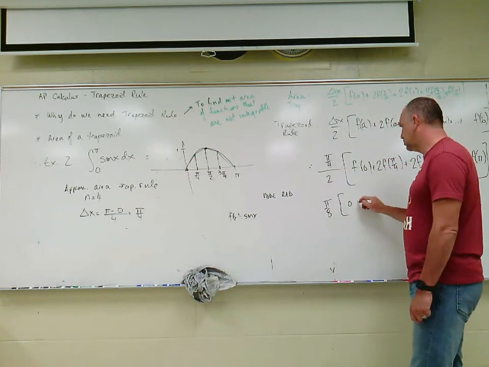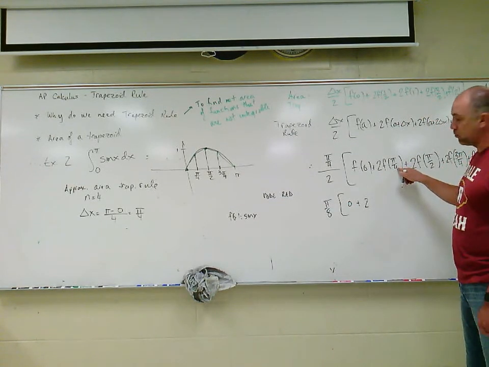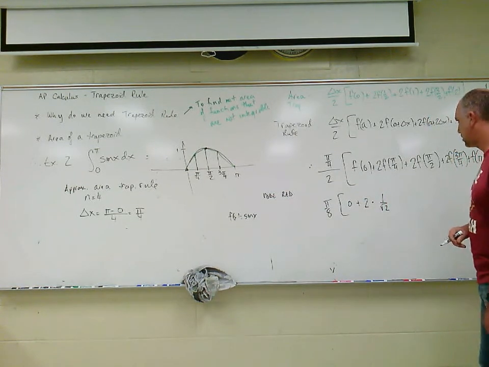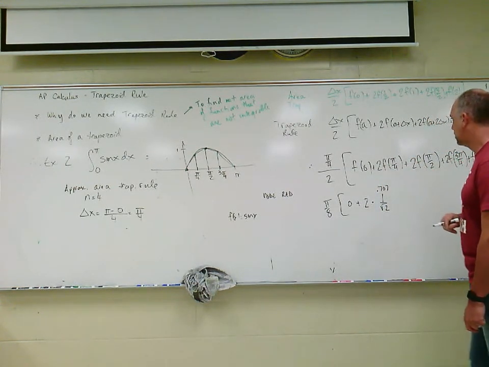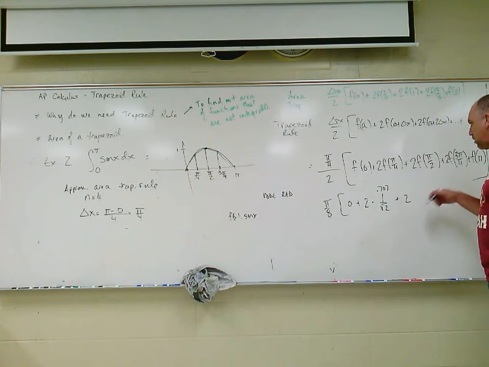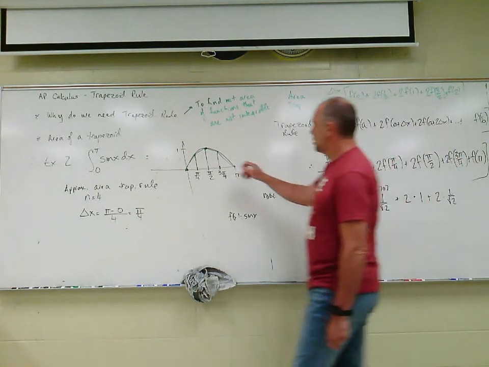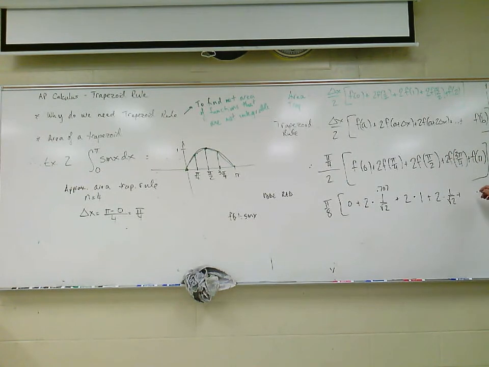Sine of 0 is 0. 2 times sine of pi over 4, that's the sine of 45 degrees. Sine of 45 degrees is 1 over square root of 2. You can do this on your calculator. You should also get 0.707. Plus 2 times f of pi over 2, that's 1. Plus 2 times f of 3 pi over 4, that's, again, 1 over square root of 2. You can see these 2 points here are at the same level. Plus f of pi is 0.